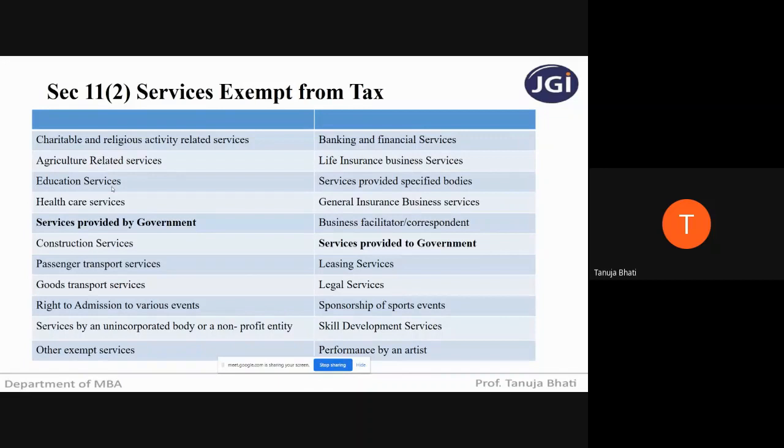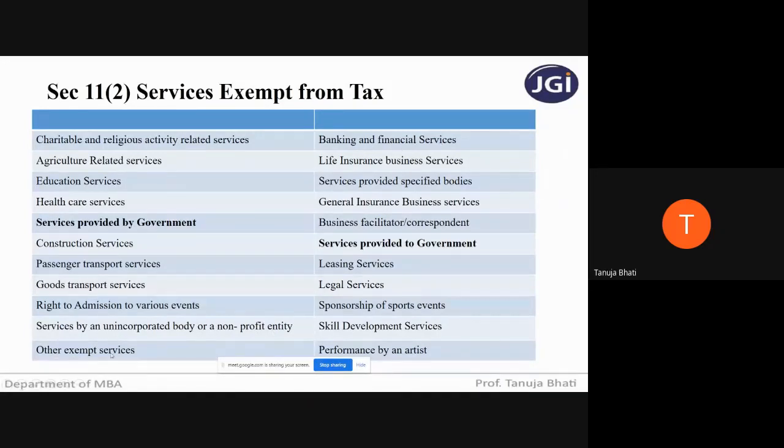So education services are also exempt from tax. Healthcare services are exempt from tax. If any service is provided by the government, it is exempt from tax. Construction services, passenger transport services, goods transport services, right to admission to various events, services by an unincorporated body or non-profit entity, other exempt services, banking and financial services.